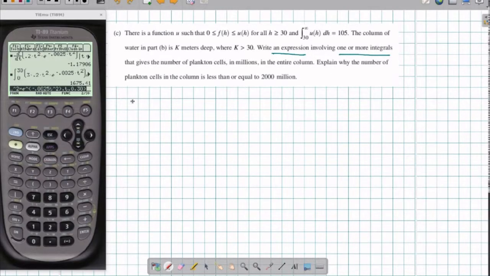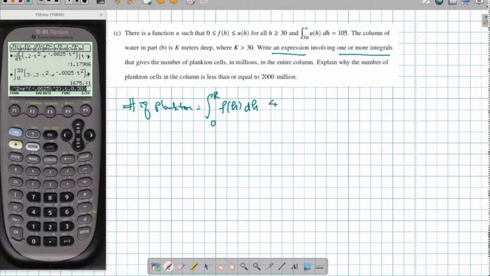Well, if I'm trying to find the number of plankton, then what's going to happen is I'm going to be doing the integral from 0 to k of this f of h.